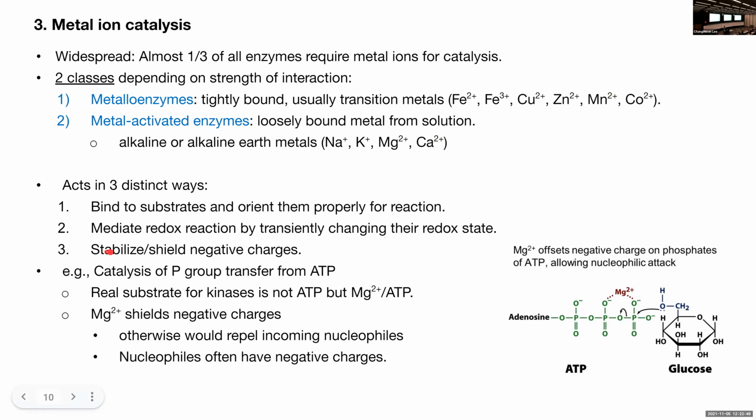And the last way is to stabilize or shield negative charges because they're positively charged, to stabilize any kinds of enzyme molecule or enzyme-substrate interactions in the active site that is occurring. An example of particularly this third one, stabilizing the negative charges, is ATP transferring one phosphoryl group to glucose to form glucose 6-phosphate.